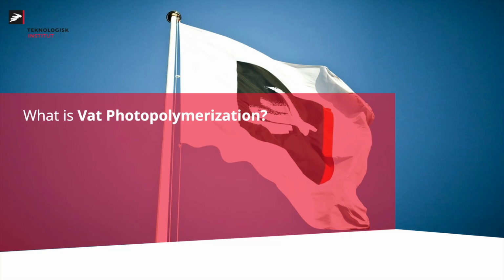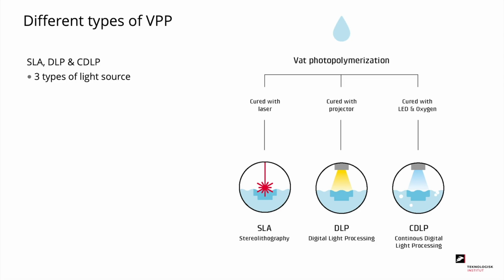First up, let's have a look at what Vat Photopolymerization is. As mentioned earlier, there's 3 types of VPP: SLA, DLP and CDLP. The main difference is the light source. SLA cures with a laser, DLP cures with a projector, and CDLP cures with LED and oxygen.